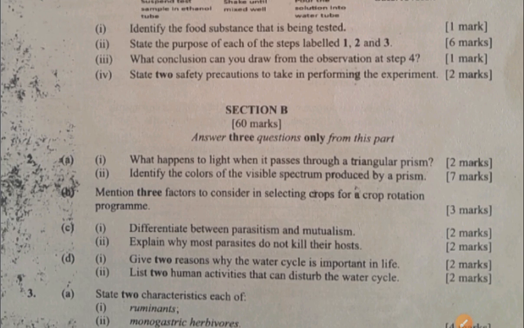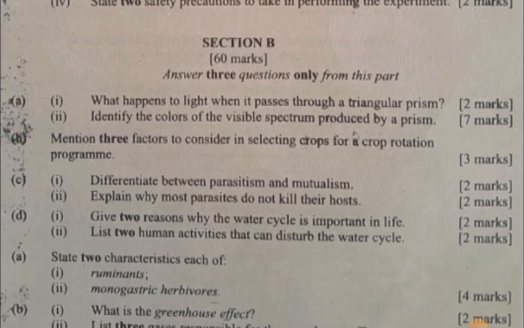So the next one, C, differentiate between parasitism and mutualism. Both are symbiotic relationships between organisms, but with parasitism, one benefits and one is harmed. So there's dependence on the host. The parasite relies on the host for survival and reproduction. For example, a tick feeding on a dog's blood, or a tapeworm in the human intestine. Then with mutualism, both organisms involved in the relationship benefit from the interaction. So the organisms often depend on each other for survival and reproduction.